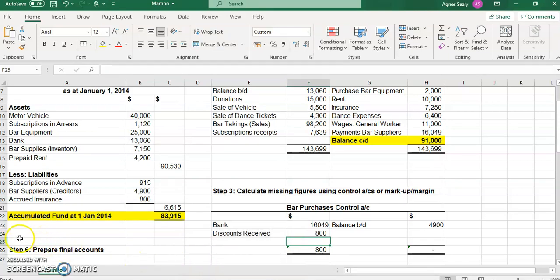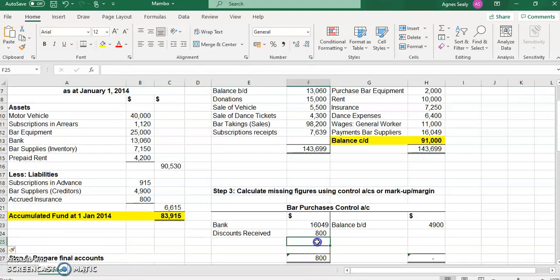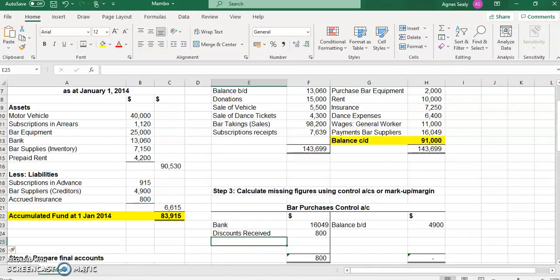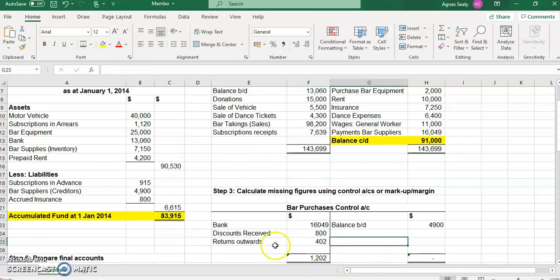What else do we know with respect to this particular question here? What else do we know? We go to note number 3. It says Mambo returned $402 in bar supplies. So we have a return outwards. So Mambo is returning bar supplies to the creditors. So you have returns outwards of $402.